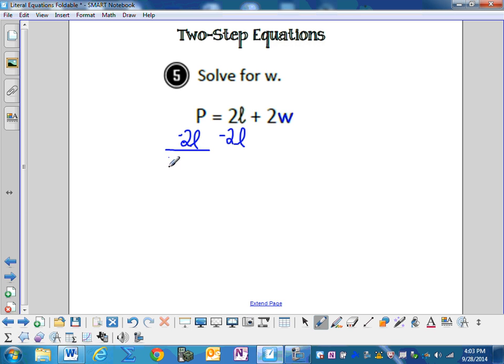So P minus 2L equals 2W. Now we're going to divide each side by 2. P minus 2L divided by 2 equals W.